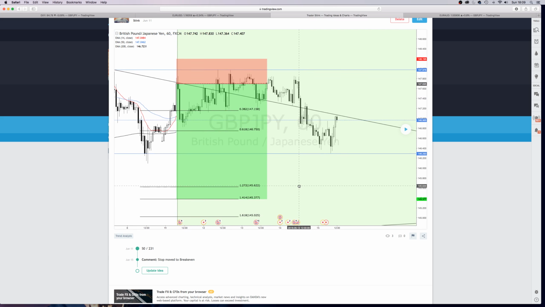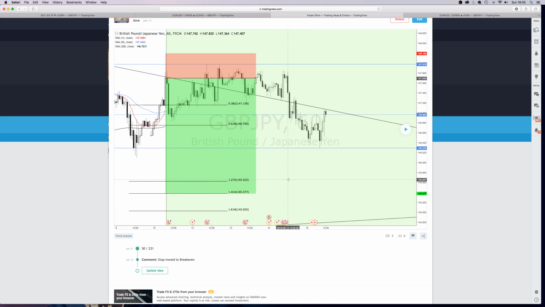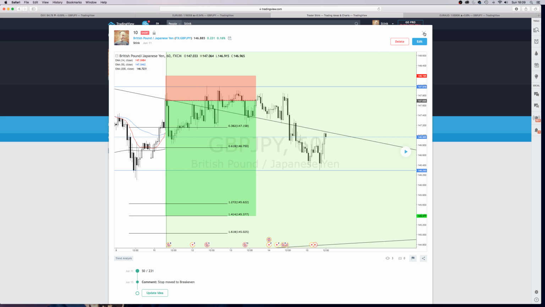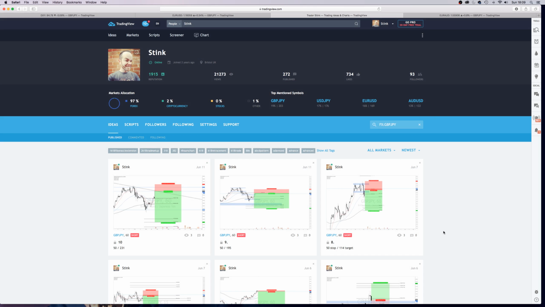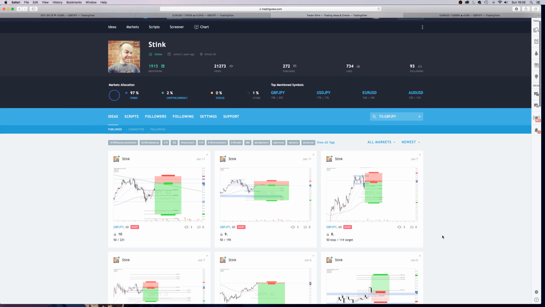The target is 145.377. So as you can see, it's more of a swing type trade that I've been doing, and I found this has worked quite well with the previous trades that I have had.